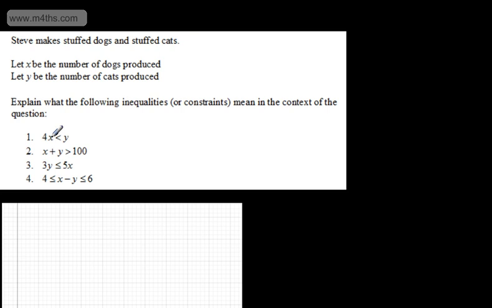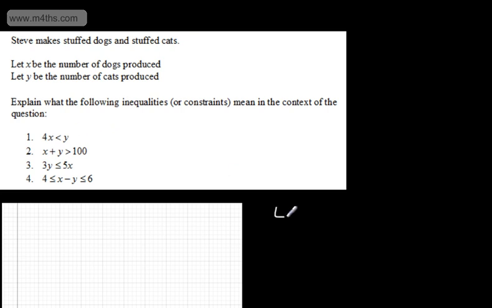4x is strictly less than y. x is the number of dogs, y is the number of cats. I'm going to read out possible statements for these, and I can think of lots of different ones. If you pick your preferred statement, stick with those as you go. So the first statement that I'm going to make is that the number of cats must be more than 4 times the number of dogs. So I'm looking at this one right here.